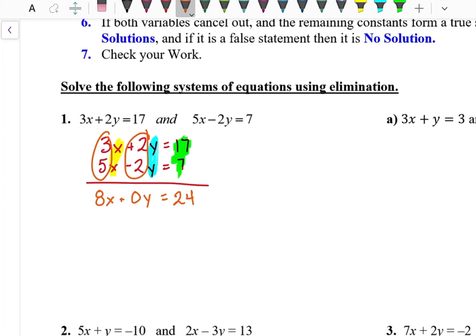So 2 and negative 2, these are opposites, so they cancel. I don't need to write 0y there. I just need to worry about the 8x. So I'm left with 8x is equal to 24. Now I need to divide by 8 to get x alone, and I get x is equal to 3.